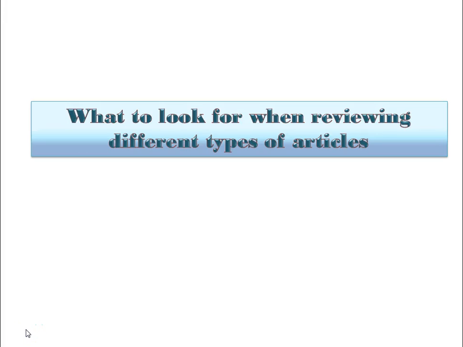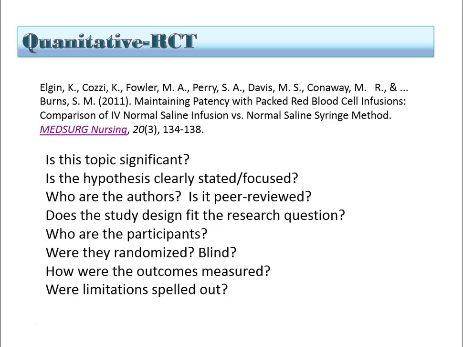Welcome to part 4 of our discussion of searching and critical appraisal of evidence-based literature. Let's look at a variety of articles to see what types of things you want to look for when appraising them. So here we have a quantitative study. It's a randomized controlled trial called Maintaining Patency with Packed Red Blood Cell Infusions.